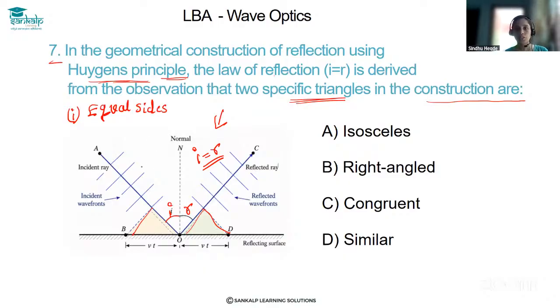This is the first condition which obeys here. And second one, here I is equal to R means it forms right angles here, both sides. Here and here, right angles formed. So, right angles.